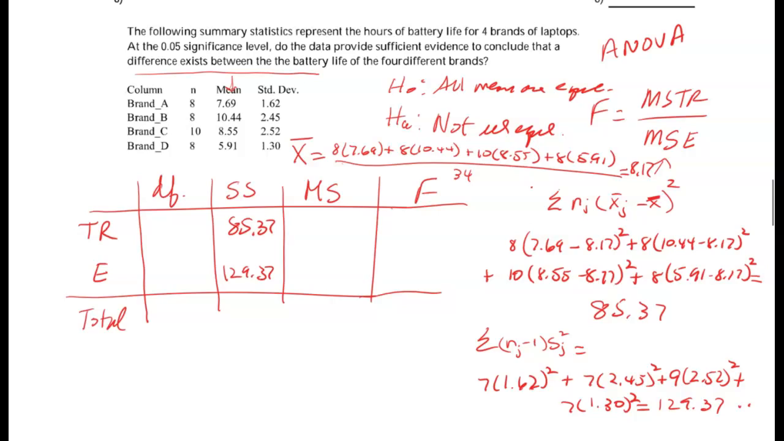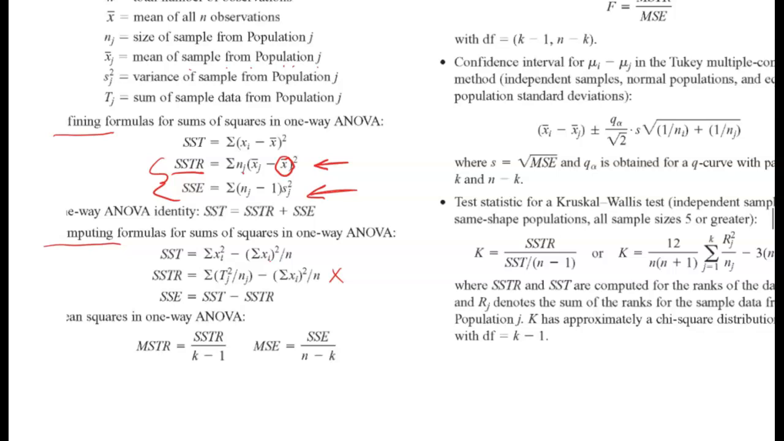So next, once you get those, that's the hardest calculation. Everything else just follows from the chart. So we need degrees of freedom. And if you're not sure about degrees of freedom, come back to your formula sheet. Because to get MSTR, we have to take SSTR divided by our degrees of freedom. So degrees of freedom for the treatment is K minus 1, and degrees of freedom for the error is N minus K.